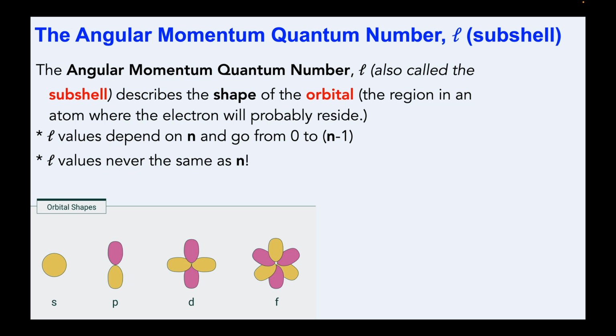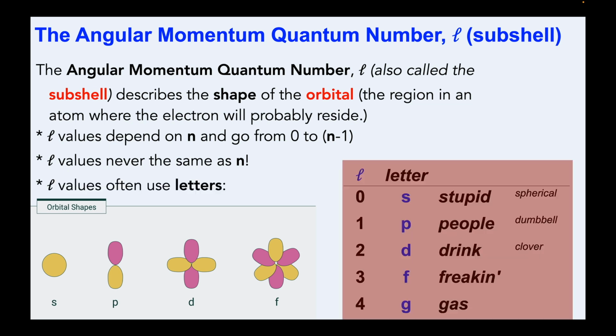Also realize that L and n will not have the same number. So if n, for example, equals 2, you will not have an L value equals 2. They're never going to be the same part, and that'll be important to us coming up. L values oftentimes do use letters. So the S, P, D, F values down there actually refer to different values of L, and we'll talk about why this is the case.